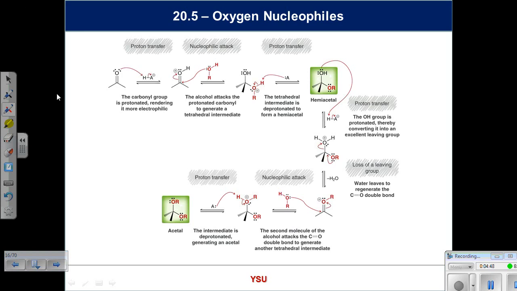Now, really all we have here are 2 places to protonate. We could protonate on the alcohol itself, or we could protonate on the carbonyl. Both will happen. You'll be able to protonate both, okay? But the productive step is when you protonate on the carbonyl.